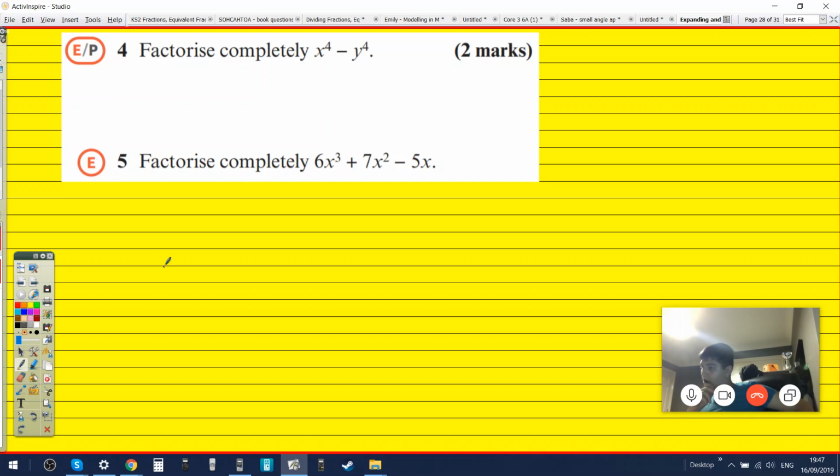Let's try exam question 5. So to start off, will it be x and then 6x squared plus 7x minus 5? Yeah. And then I need to factorize 6x squared plus 7x minus 5. Can I just do the calculator thing? Yep. Okay.